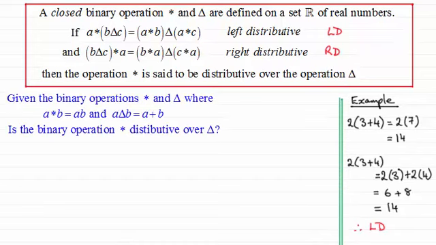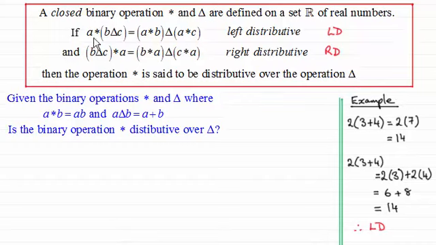Now what I want to do now is show you how we can go about proving something like this algebraically. You might be given a question like this. Given the binary operations star and triangle, where A star B equals AB and A triangle B equals A plus B, you're asked, is the binary operation star distributive over the triangle? So in order to prove this, what I need to do is first of all show that it's left distributive, then right distributive, and then we'll be able to say whether the operation star is distributive over the operation triangle.